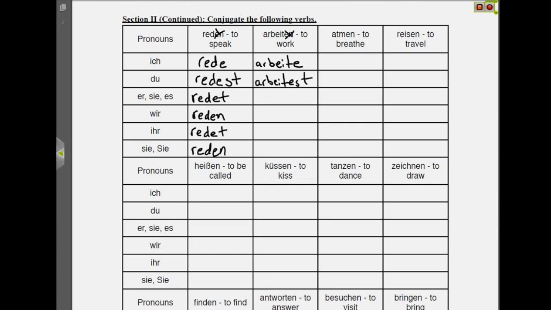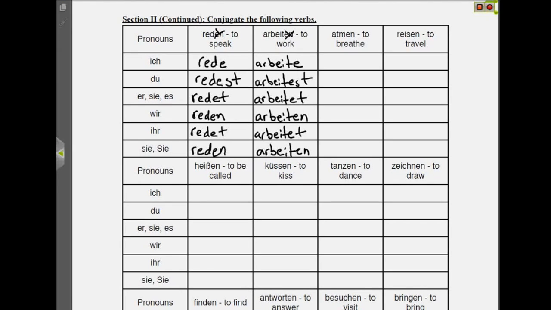Now for the sie, es form, we do the same thing. Here we have arbeitet. Wir, we have no problem here. We just say wir arbeiten. The ihr form, again, we have to add that extra e. And then the last form here is again the same as the infinitive, arbeiten. So it's ich arbeite, du arbeitest, sie, es arbeitet, wir arbeiten, ihr arbeitet, sie arbeiten.